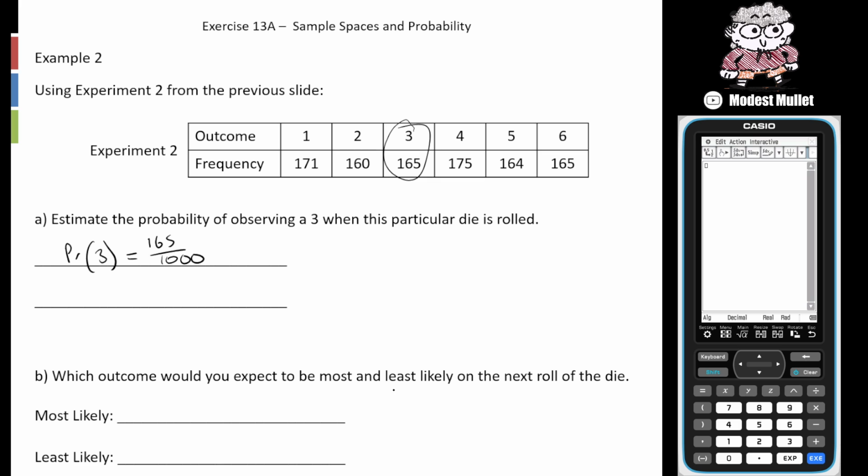From this, which outcome would you expect to be the most and least likely on the next roll of the dice? So we just need to look at our table and identify what occurred the most and what occurred the least. And we can see that a 2 occurred the least at 160 and a 4 occurred the most at 175. So the most likely is a 4 and the least likely we expect is a 2, according to our experimental data.